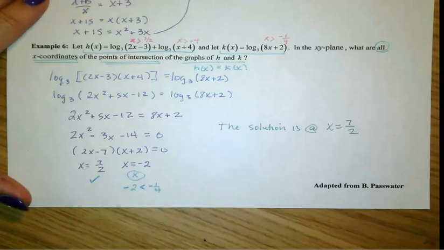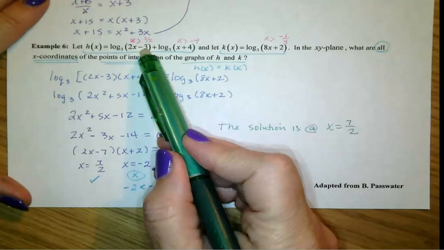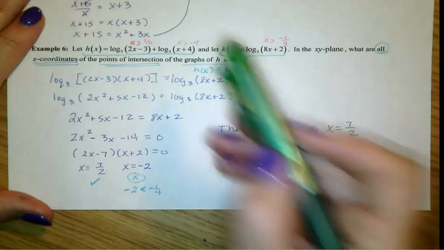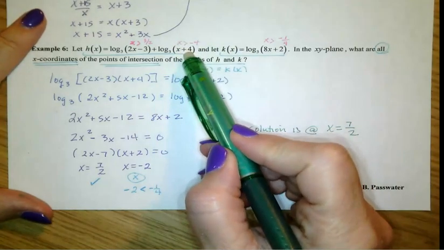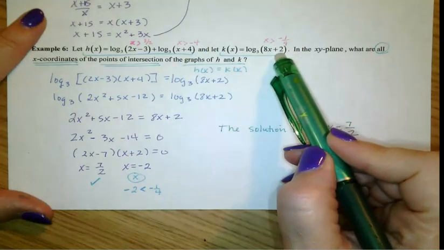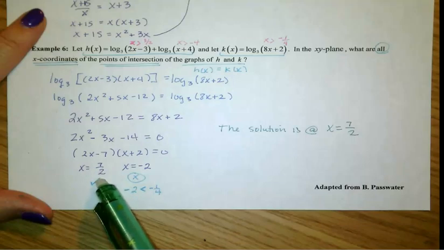So now I need to check these in my log solutions and make sure they work. So this one is 7/2. So 7/2 is greater than 3/2, so we're okay there. And then we're going to check here. 7/2 is bigger than negative 4, so we're okay there. And over here, 7/2 is bigger than negative 1/4. So this one is a solution.